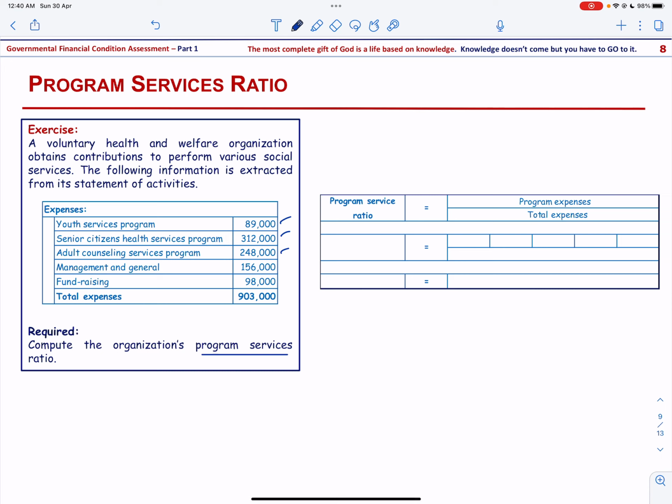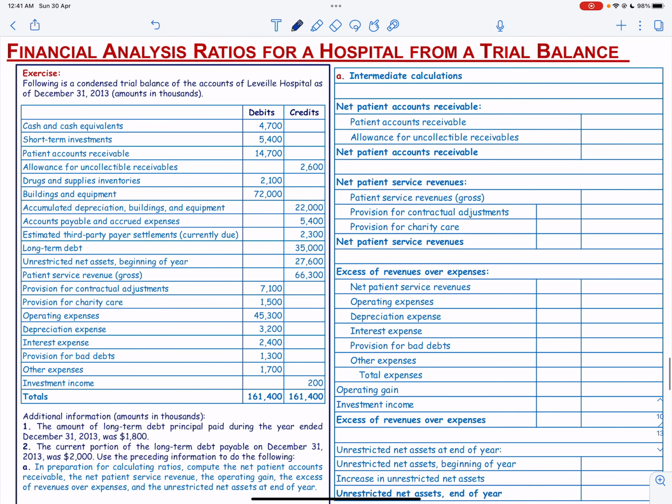So we have 3 programs, that means 89,000 plus 312,000 plus 248,000 divided by total expenses, that is 903,000. So this will be equal to 71.87%. So program service ratio is 71.87%. Finally, let us solve a comprehensive exercise on financial analysis ratios for a hospital from a trial balance.